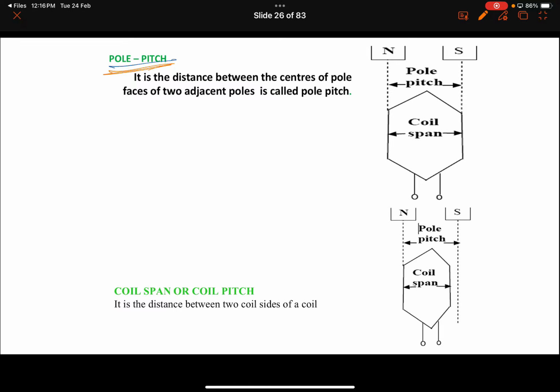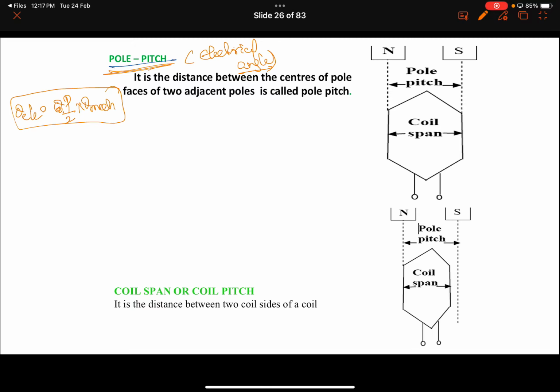We already discussed this in the DC machines. The distance between the two centers of the poles, obviously in terms of electrical angle. I guess everyone knows the basic difference between electrical angle and mechanical angle. Theta electrical equals P by 2 into theta mechanical. So for a 2-pole machine, the electrical angle is the same as the mechanical angle. For a 4-pole machine, it is double.